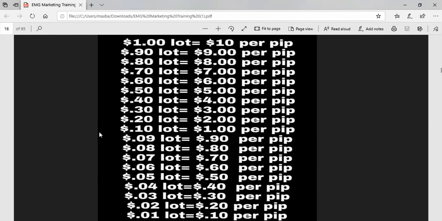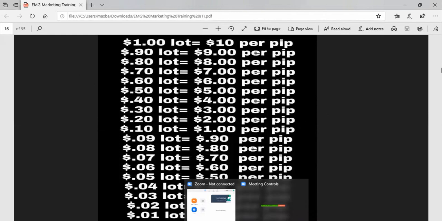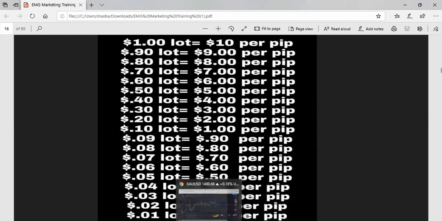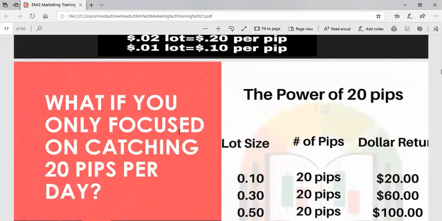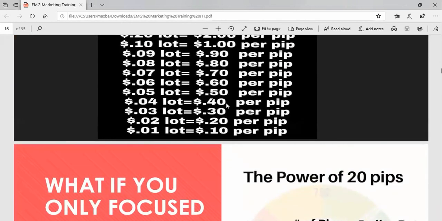So if you start with $50, did I exit? Yeah, I exited out my pictures. But if you start with $50, you want to start somewhere with like 50 cents or something like that. Anything less than this, okay? For your 20 pips and dip. It's okay. Build that account up.